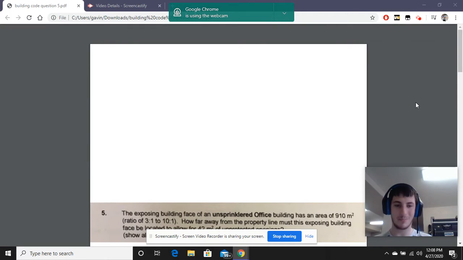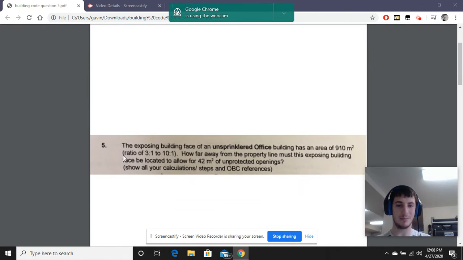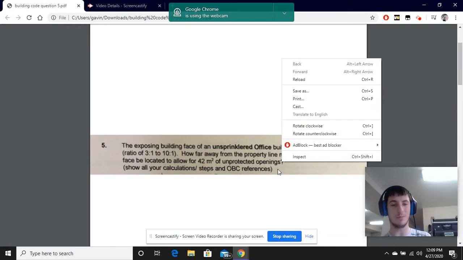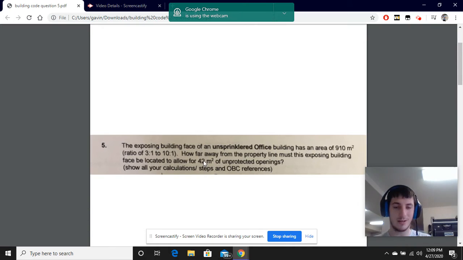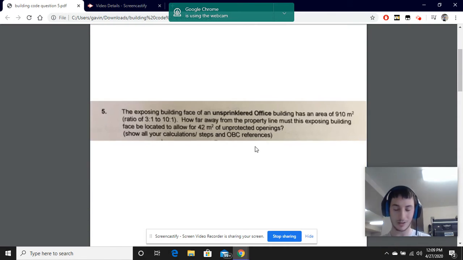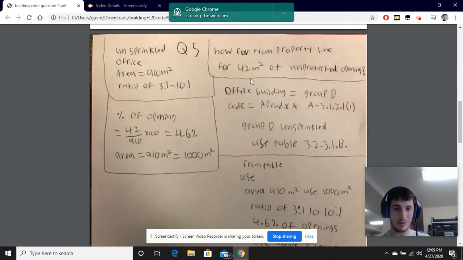Hi. So right now I will be explaining my solution and how you can do question 5. The exposing building face of an unsprinkled office building has an area of 910 meters squared, a ratio of 3 to 1 to 10 to 1. It's asking how far away from the property line, or this is the limiting distance, must the exposing building face be located to allow 42 meters squared of unprotected openings. So I wrote down the question.